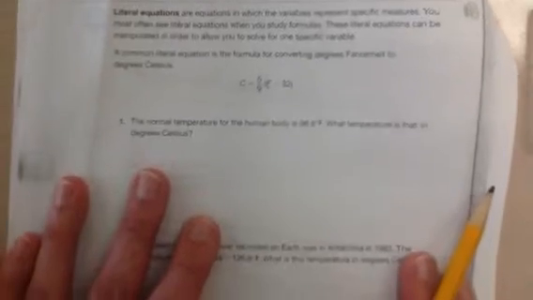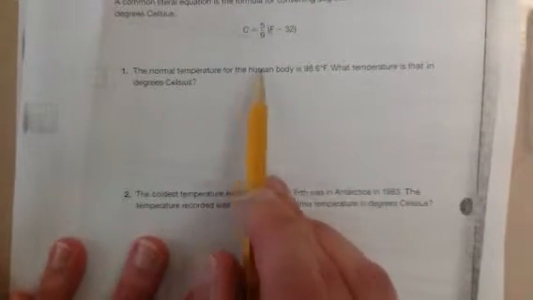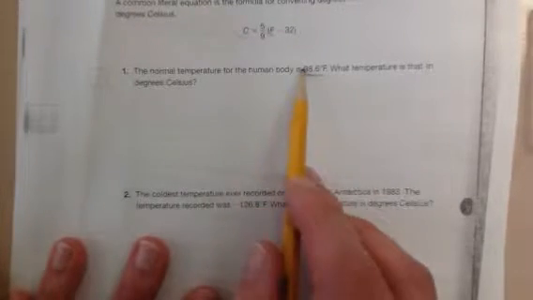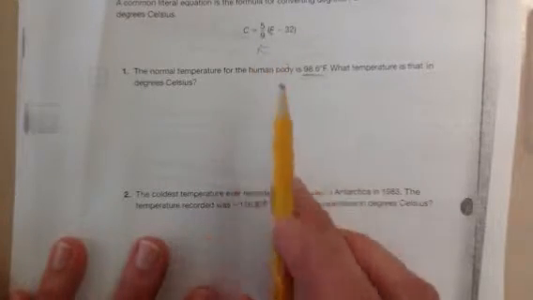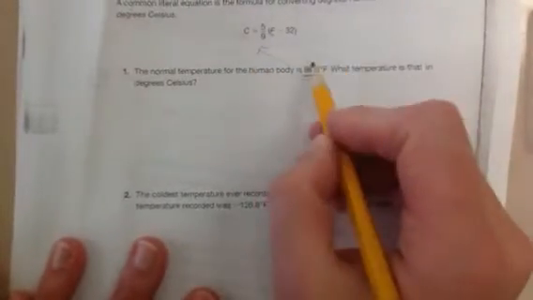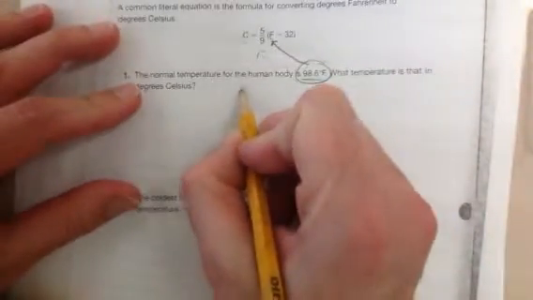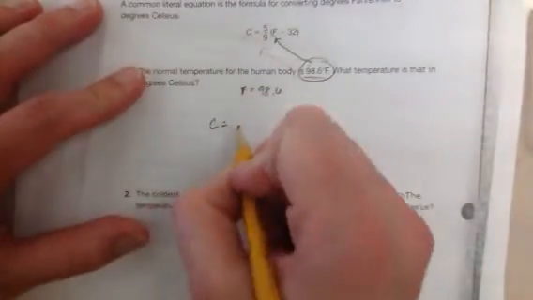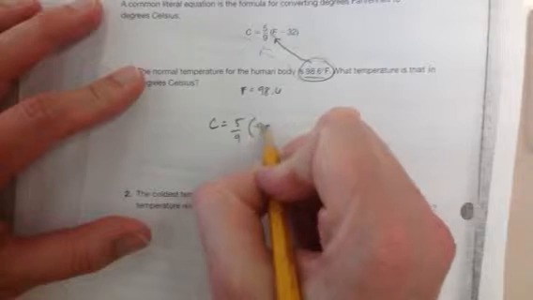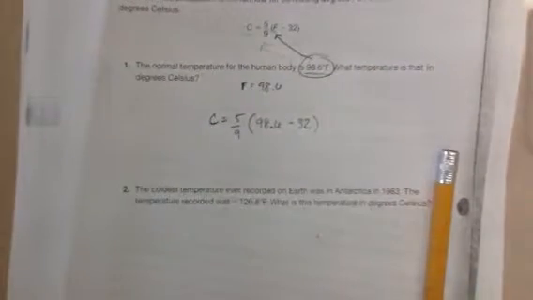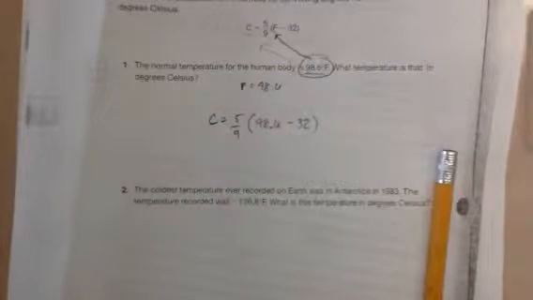So this first part of problem 1 says the normal temperature for the human body is 98.6 degrees Fahrenheit. What temperature is that in degrees Celsius? So we can use this to substitute in. This is degrees Fahrenheit, and that means we should be able to take out the F and plug in 98.6. F equals 98.6, so we can plug that into the formula. So C equals 5/9 times (98.6 minus 32). And now it's just an order of operations problem once you plug in the number.